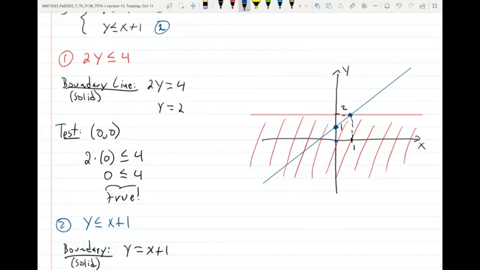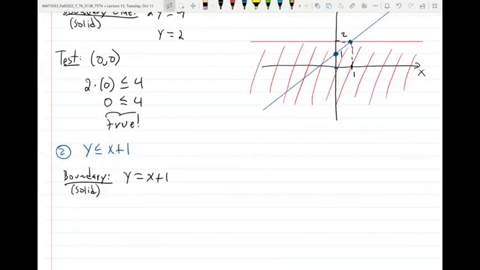Okay? So now you have the blue line, so it divides the plane into two regions, above and below. Okay, we need to pick which one it is. How? The same thing. Test point and see. Once again, the line doesn't go through 0, 0, so I'm going to use 0, 0 as my test point. Remember, always put it in the original inequality, okay?